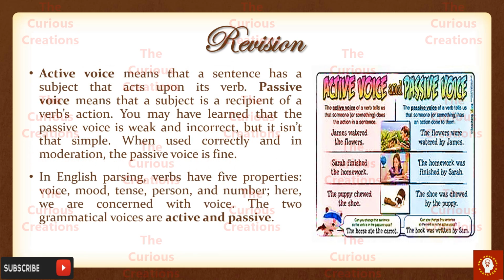Active voice means that a sentence has a subject that acts upon its verb. Passive voice means that a subject is a recipient of a verb's action. You may have learned that the passive voice is weak and incorrect, but it isn't that simple. When used correctly and in moderation, the passive voice is fine. In English parsing, verbs have 5 properties: voice, mood, tense, person, and number. Here, we are concerned with voice. The 2 grammatical voices are active and passive.